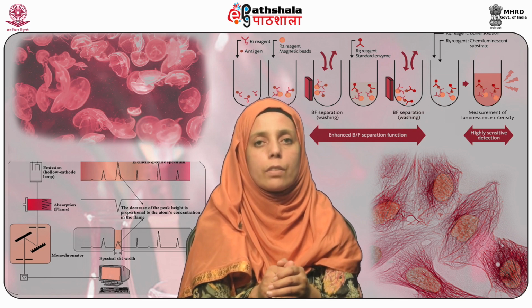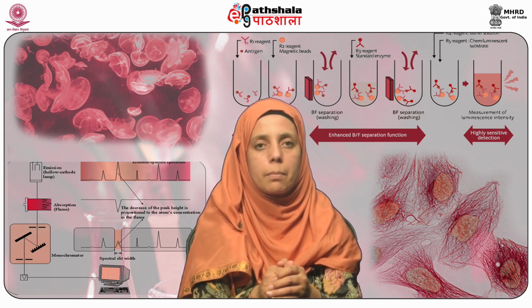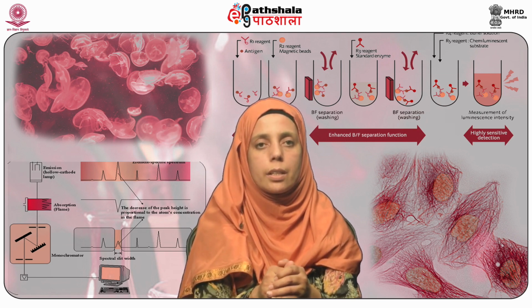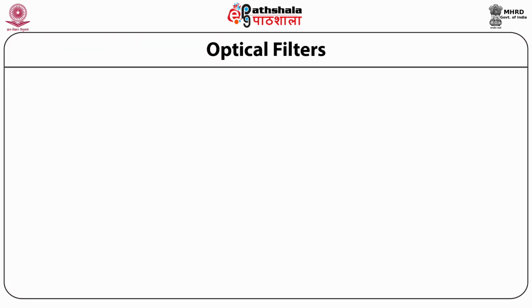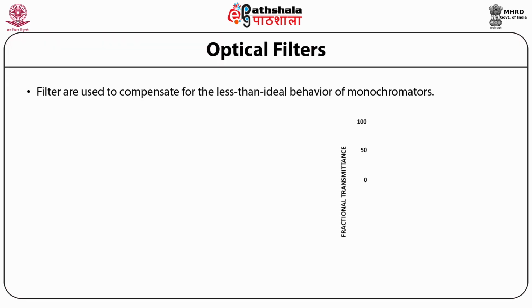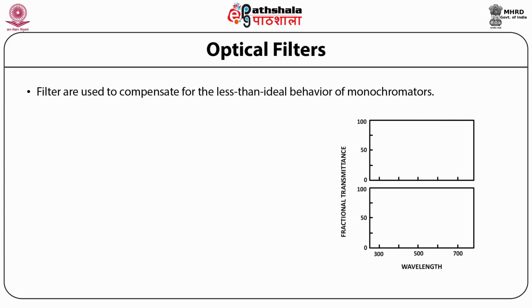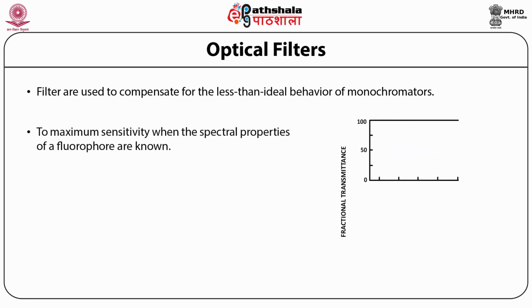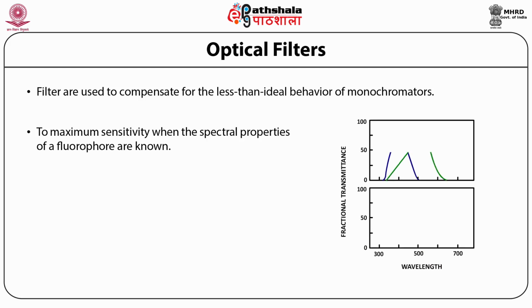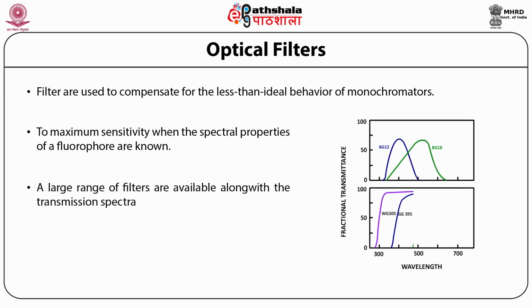The linearity of the wavelength scale can be determined by setting the emission monochromator at various wavelengths. Optical filters. Filters are used to compensate for the less than ideal behavior of monochromators. That means if something cannot be corrected by the monochromators, filters are used in addition. They are used to maximize the sensitivity when the spectral properties of a fluorophore are known. A large range of filters are available, along with their transmission spectra.